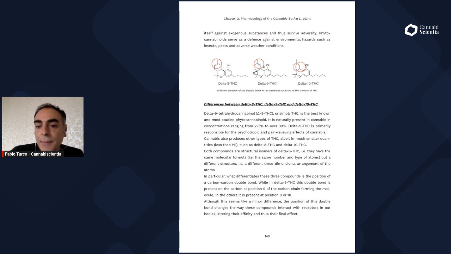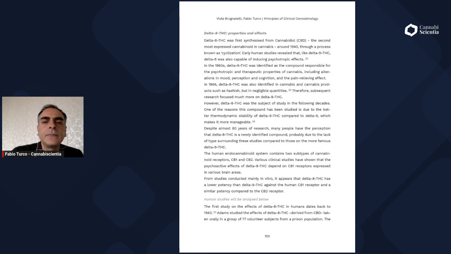Although this seems like a minor difference, and I was saying this, the position of this double bond changes the way these compounds interact with the receptors in our bodies, altering their affinity and thus their final effect. Now let's analyze the properties and effects of delta 8 THC.